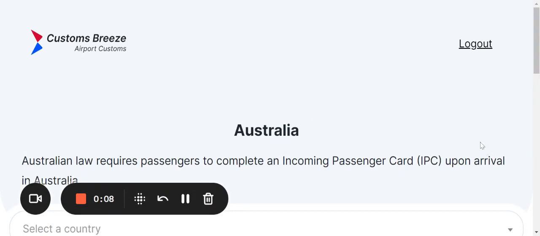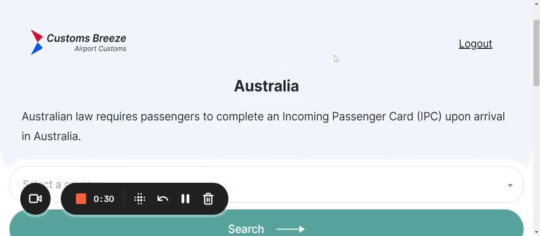Today we are going to learn how to fill out a customs form for Australia. It'll be in two sections and the card is called IPC, or Incoming Passenger Card. We are now on the Custom Breeze website where you can find all the information that you need for the IPC card.